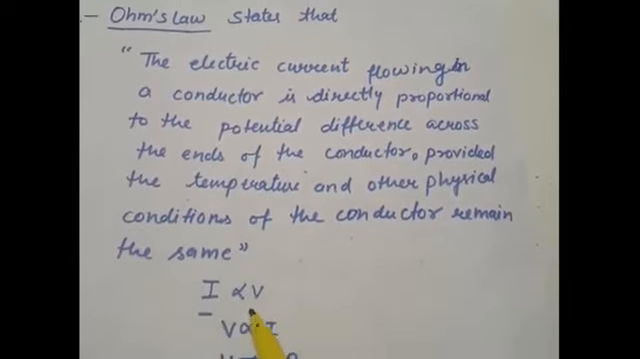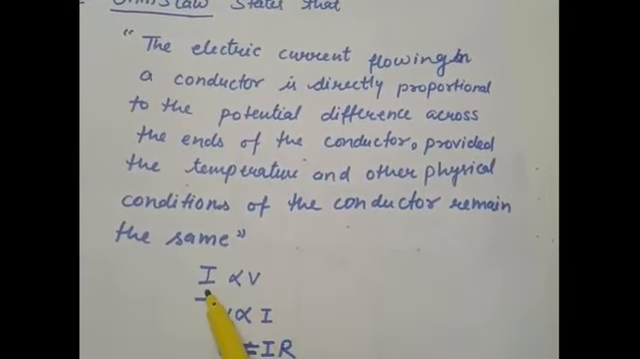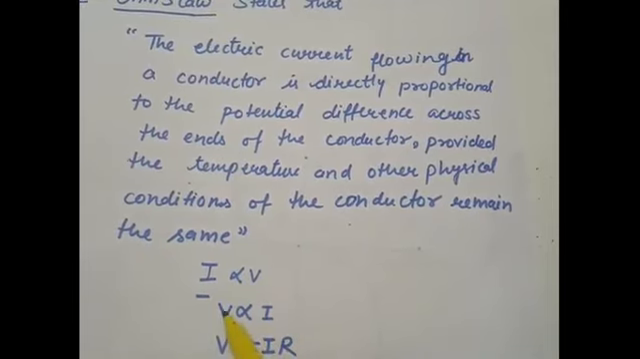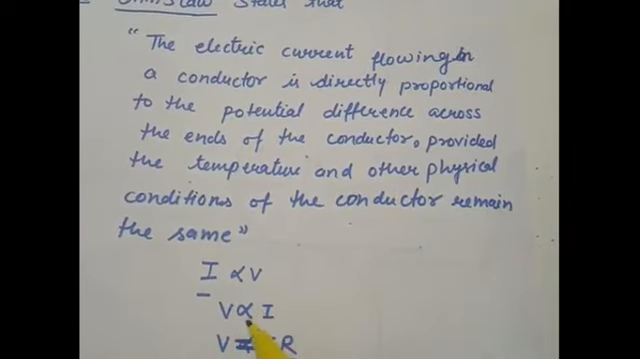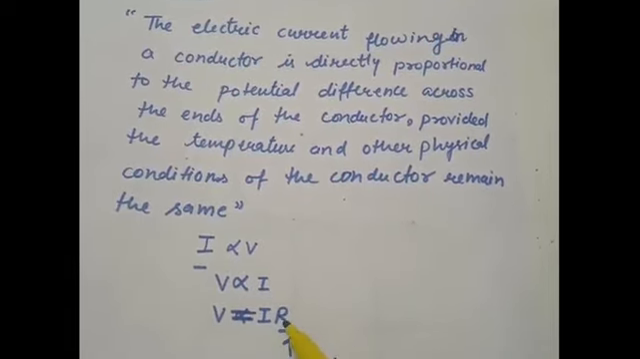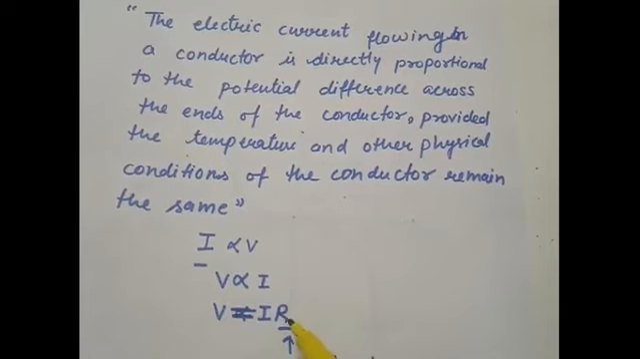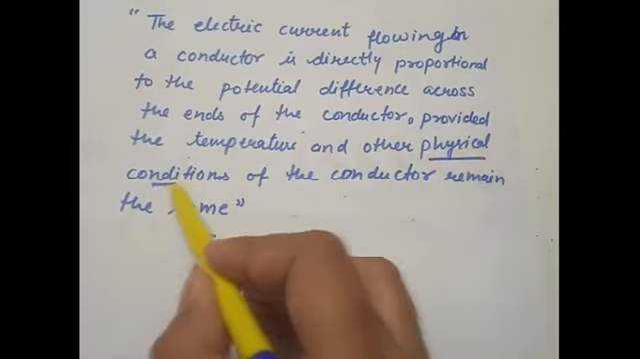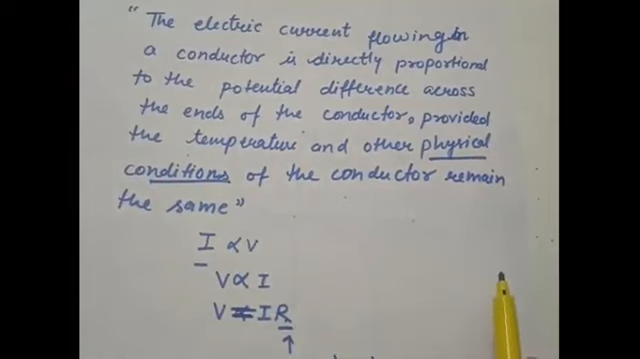So according to Ohm's law, we have electric current directly proportional to the potential difference. We can also write it as V, that is potential difference, directly proportional to the electric current. So when we remove this proportionality, we get a constant R. This is called the resistance of the conductor. And in Ohm's law, it has been stated that the physical conditions and the temperature should remain the same. That means Ohm's law is an empirical law. That means it is based on some observations.